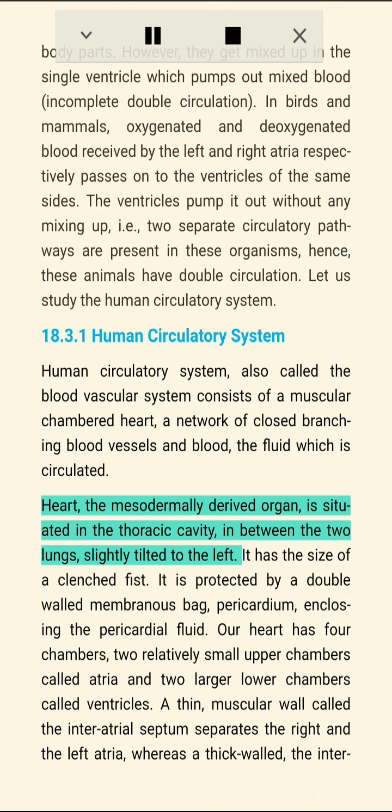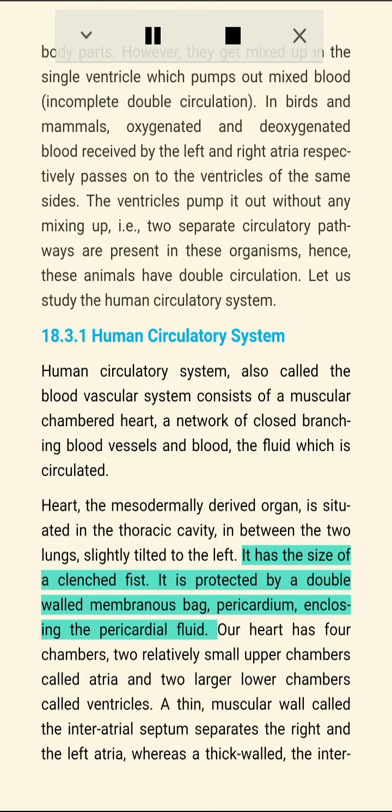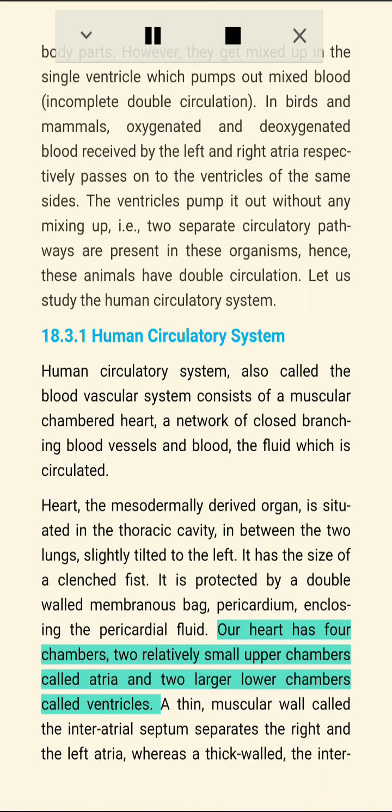18.3.1 Human circulatory system. The human circulatory system, also called the blood vascular system, consists of a muscular chambered heart, a network of closed branching blood vessels, and blood, the fluid which is circulated. The heart, a mesodermally derived organ, is situated in the thoracic cavity, in between the two lungs, slightly tilted to the left. It has the size of a clenched fist. It is protected by a double-walled membranous bag, the pericardium, enclosing the pericardial fluid.